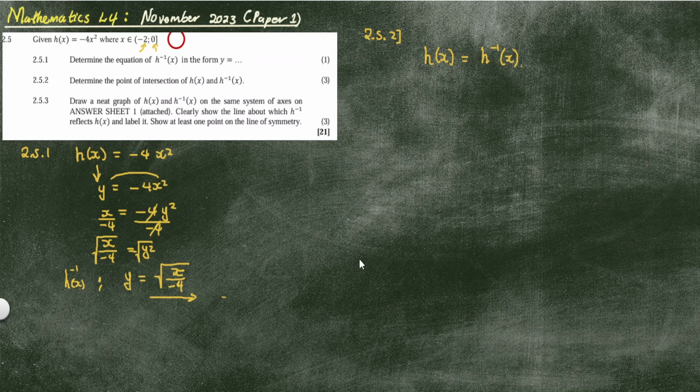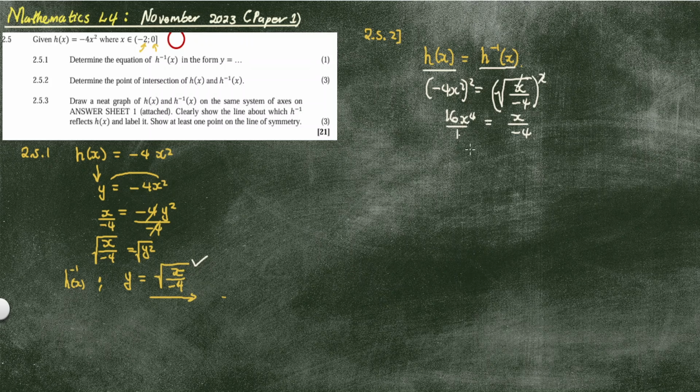All right, now this is equal to what? Minus 4x squared is equal to the inverse function, which we just calculated to be the square root of x over minus 4. Then on both sides I'm going to square, to remove the root. So we have a positive 16x to the exponent 4 equal to x over minus 4. Then cross multiplying.